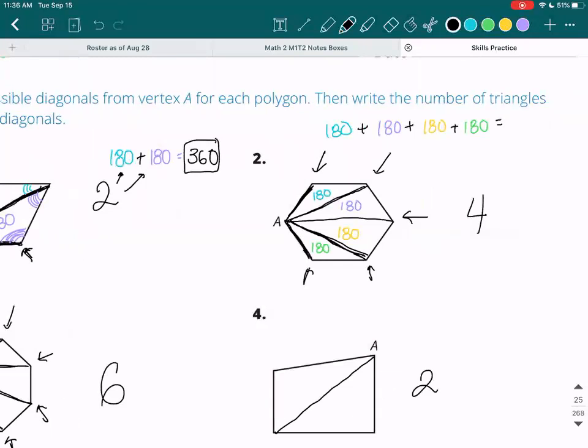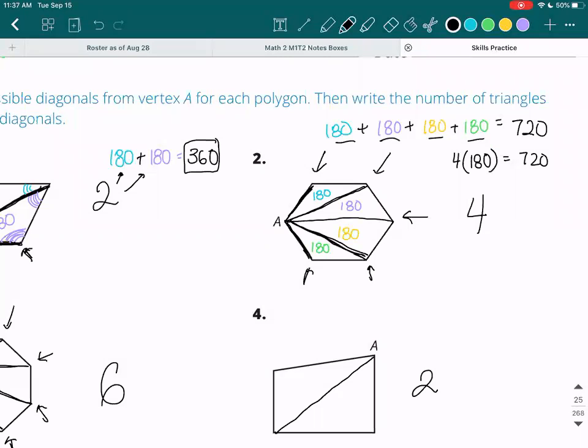720. Good. And so the way we did that was we added those 4 triangles together. So this 4 represents these 4 180s added together. So it's really, instead of 180 plus 180 plus 180 plus 180, we could have written 4 times 180 equals 720, right?